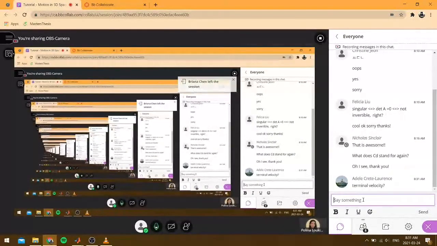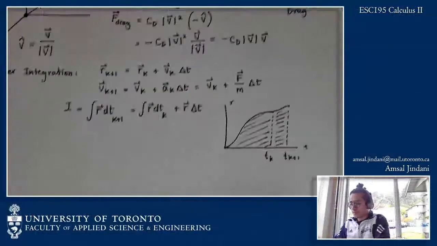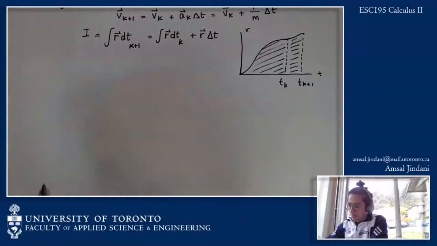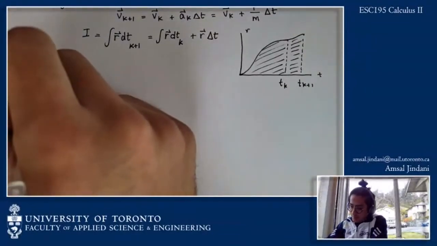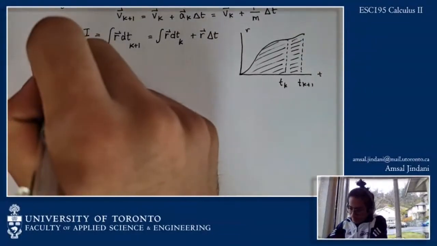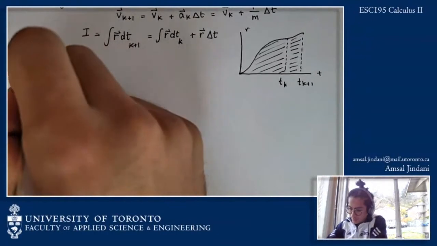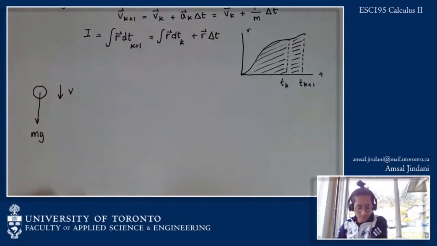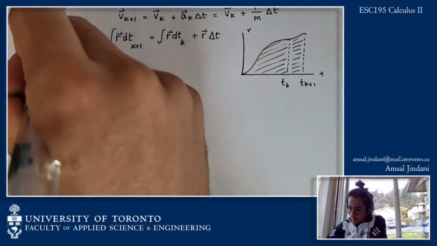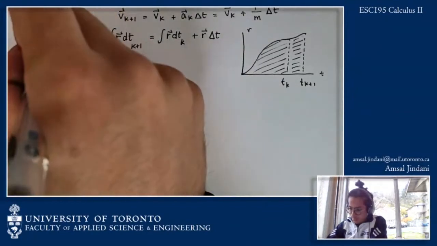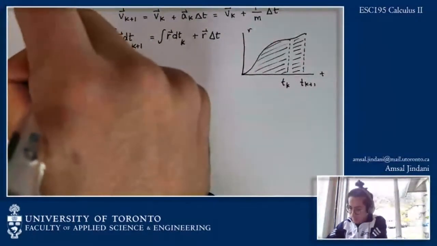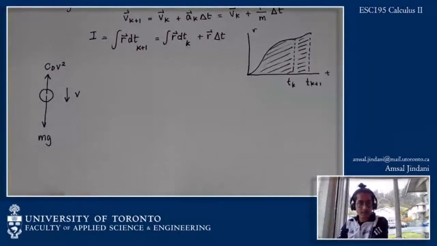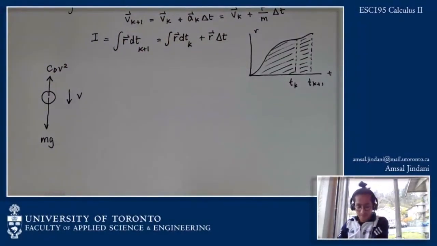Terminal velocity, yeah. So let me just demonstrate what terminal velocity is. As the object is falling down, its speed starts increasing. So let's say here's our object, there's a weight, a force mg pulling it down, and there's a force in the opposite direction with magnitude Cd times the velocity squared.